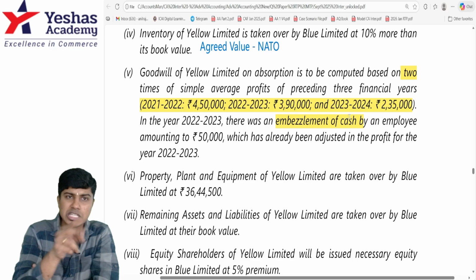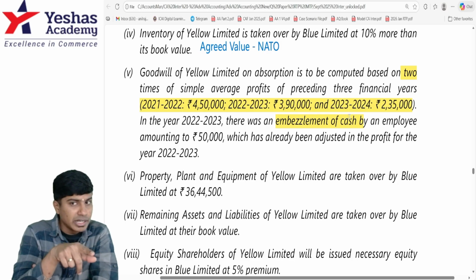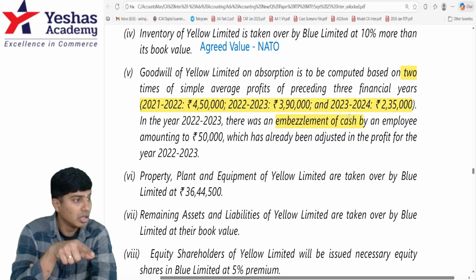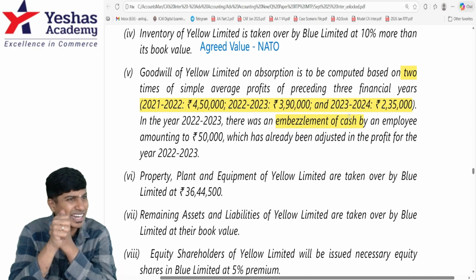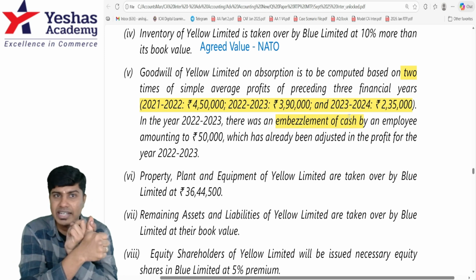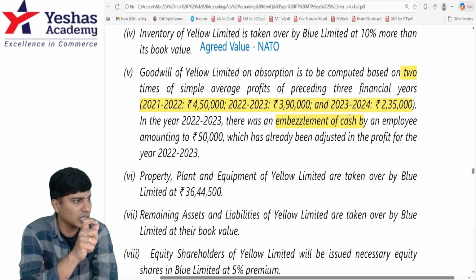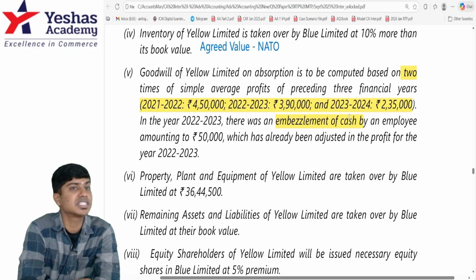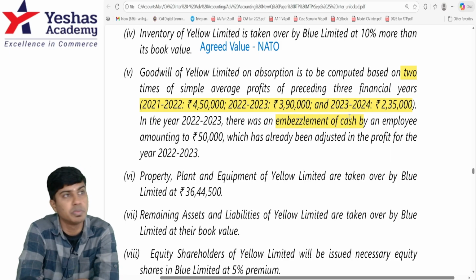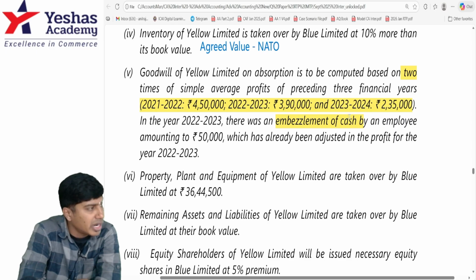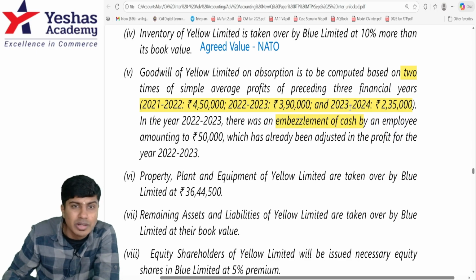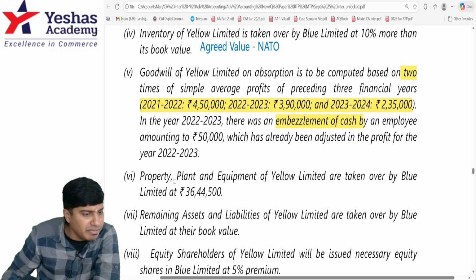Usually we find goodwill as PC and NATO difference. No. Here they've given us information for NATO and they've given goodwill. I'll take NATO, assets at agreed value minus liabilities at agreed value. I'll get net assets taken over. To that I'll add goodwill, what I find this way. That's how I'll find the purchase consideration amount in total, what should be paid by transferor to transferee, blue to yellow.